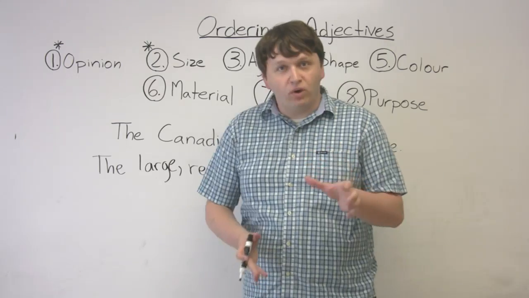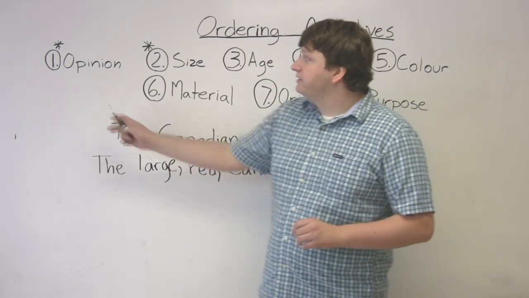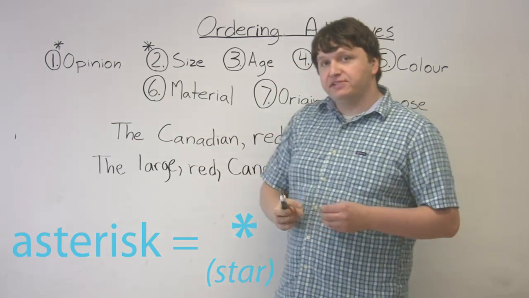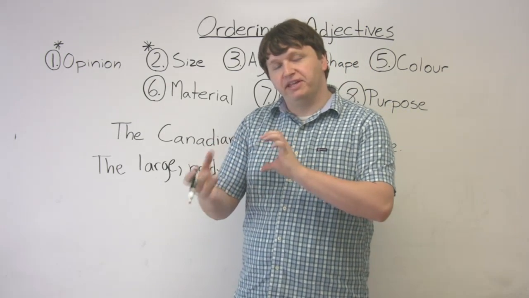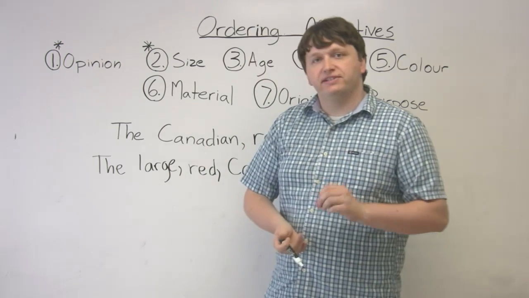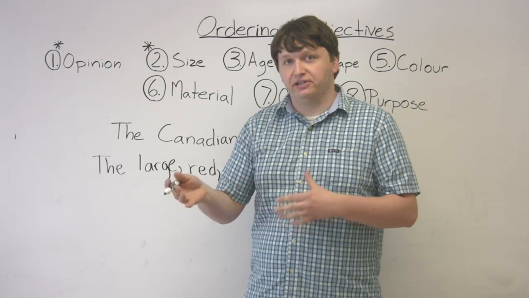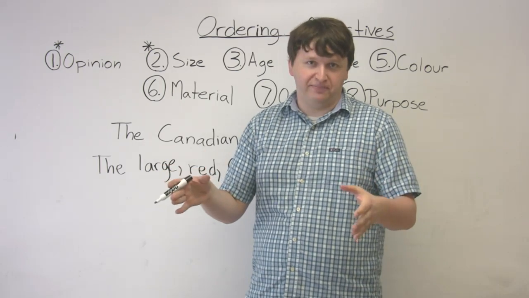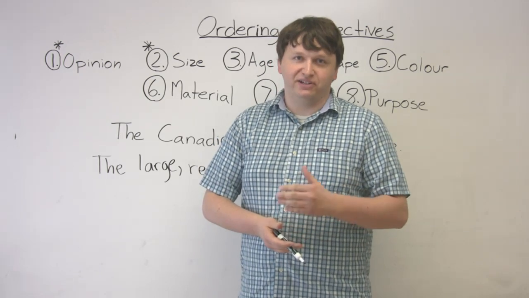Okay, now I want you to keep in mind that this is simply a guide. For instance, if you look at 1 and 2, I put an asterisk beside them, opinion and size. This is because you can actually play around with the size of something and with your opinion of something depending on which quality you want to emphasize. So for instance, if you see a big ugly car outside and you want to emphasize its size, you would say that is a big ugly car. If you want to emphasize its ugliness, you would say that is one ugly big car.